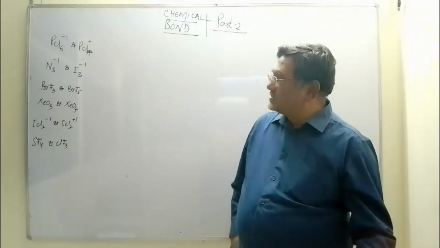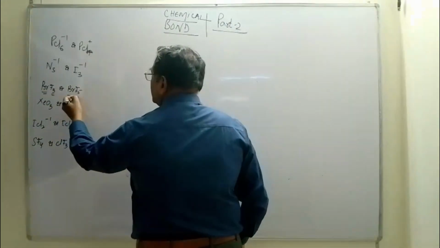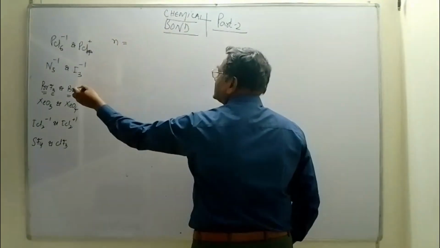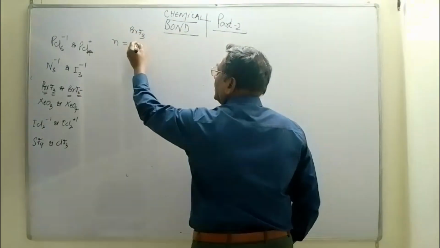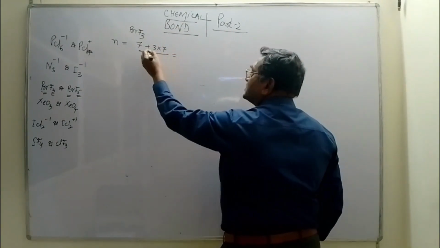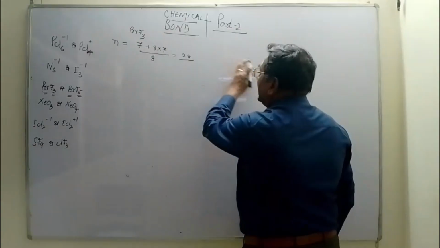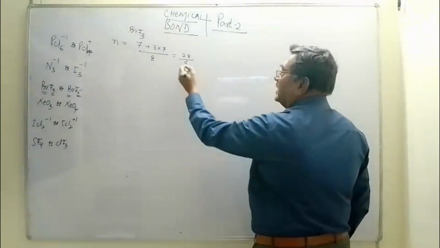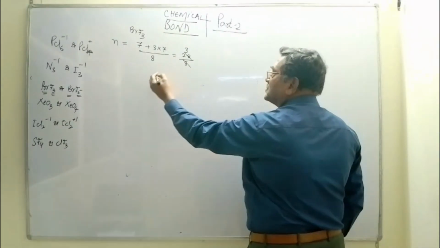Now children, whether you solved it or not, let us do this. Br is a 17th group element. Fluorine is also a 17th group element. Therefore, N for BrF3 is 7 plus 3 into 7, that is 21 and 28. That gives us 28 by 8, so this is going to be 3. The remainder is going to be 4.